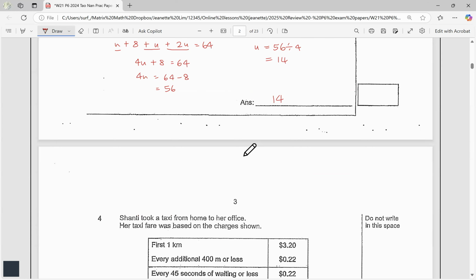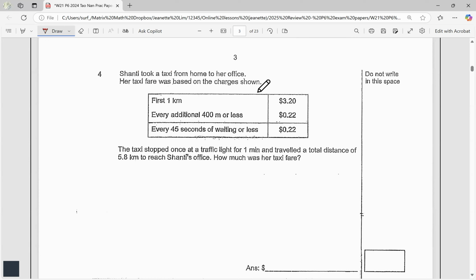Question 4. Shanti took a taxi from home to her office. The taxi fare and charges are shown here. The taxi stopped once at a traffic light for 1 minute, and traveled a total distance of 5.8 km to reach her office. How much was her taxi fare? There are 2 parts to this. One is in terms of the distance that she travels, and the other is in terms of the waiting time.